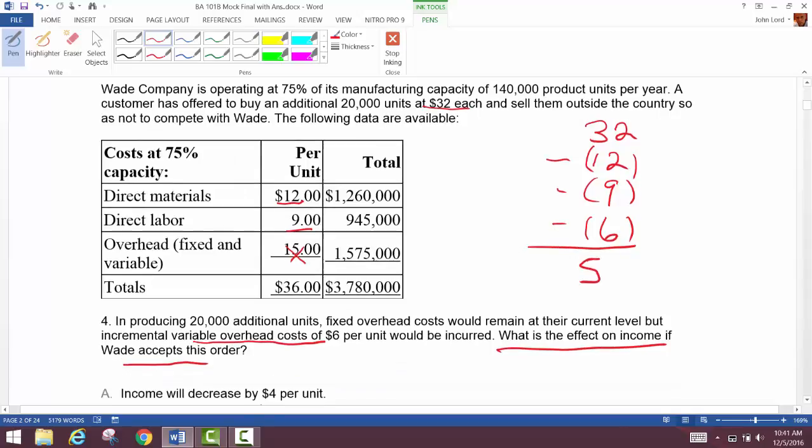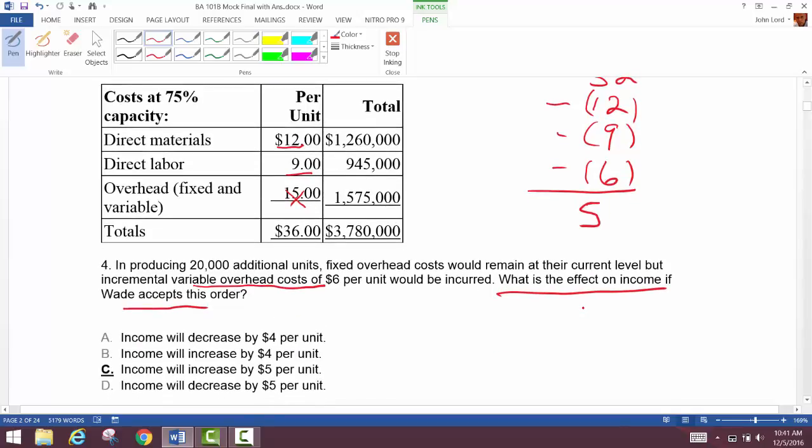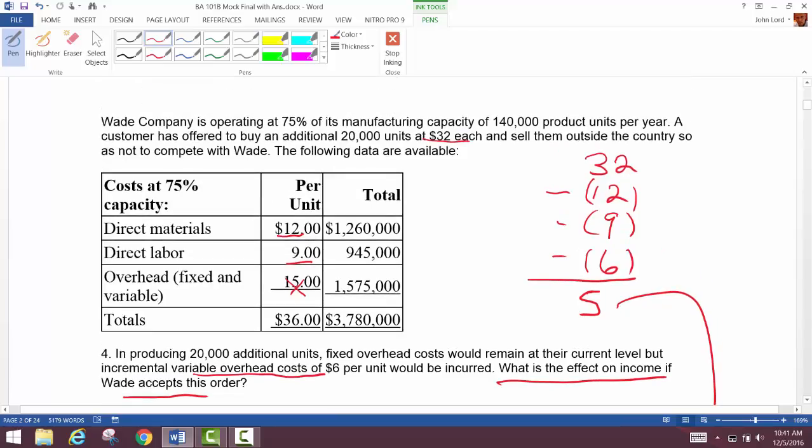And these people want to buy how many units? Oh, they just asked me per unit. So I'm good to go right there. They don't have to extend it out. Did they tell me the number of units? 20,000. So if they had asked me the total, I would have multiplied that times 20,000. But they didn't ask me the total. So they just wanted this. Question?